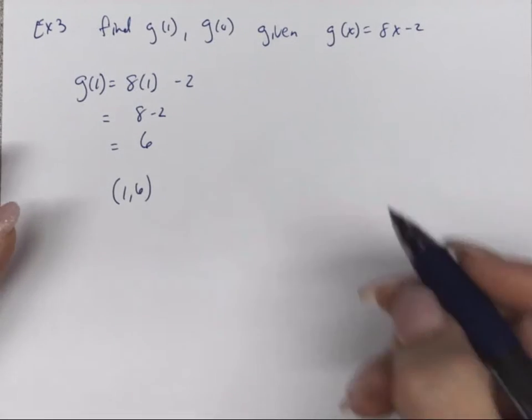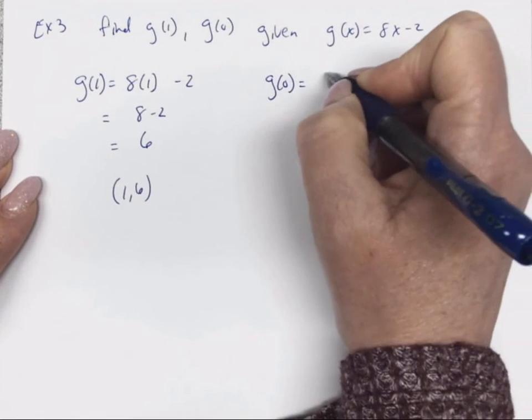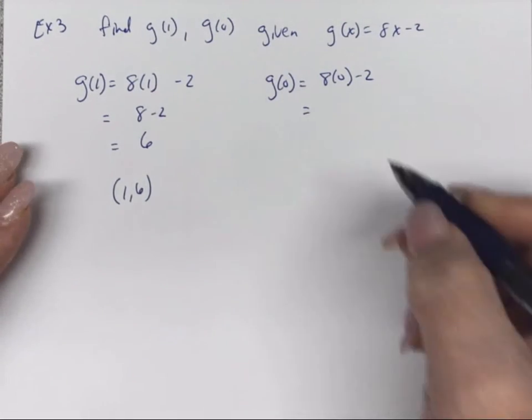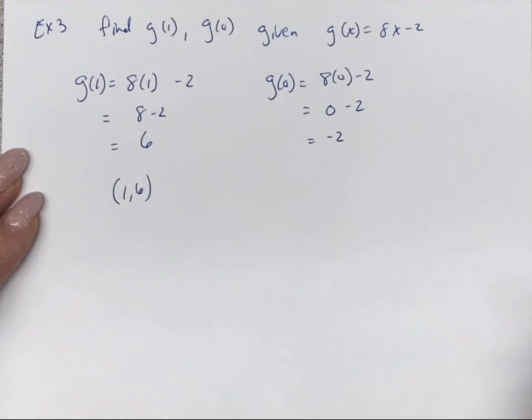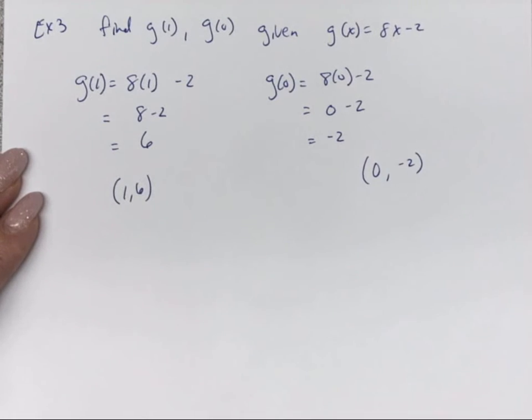All right, let's find g at 0. So g at 0 would be 8 times 0 minus 2. Well, anything times 0 is 0. Minus 2 will get us negative 2. So this point would be 0, negative 2.